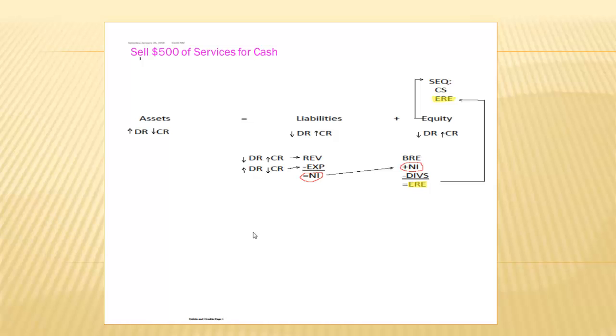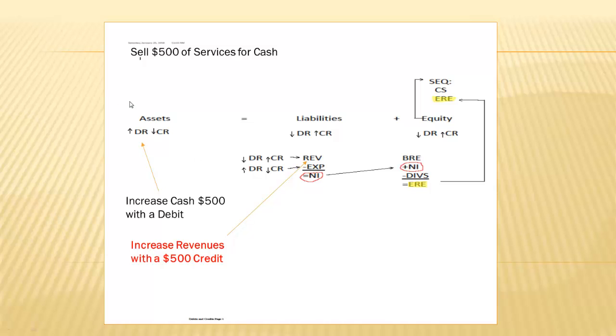In this scenario, we're going to sell $500 of our firm's services for cash. So cash is going to increase, and remember, cash is an asset, and we increase assets with a debit. So we're going to debit cash for $500.